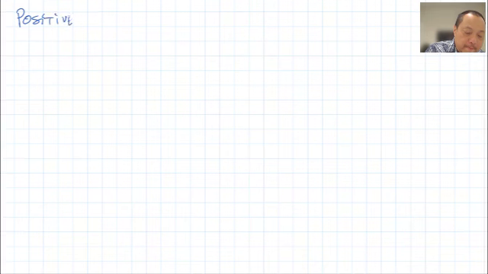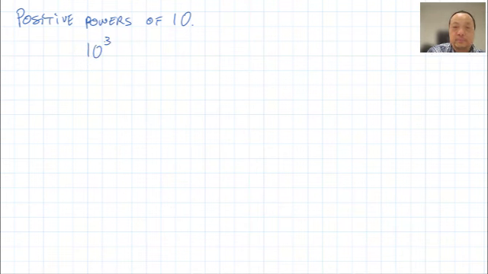All right, let's talk about powers of 10. First of all, let's talk about positive powers of 10. What's 10 to a third? 10 to a third is the number 10 multiplied by itself 3 times. I could ask you to hit pause and use your calculator to multiply it out.